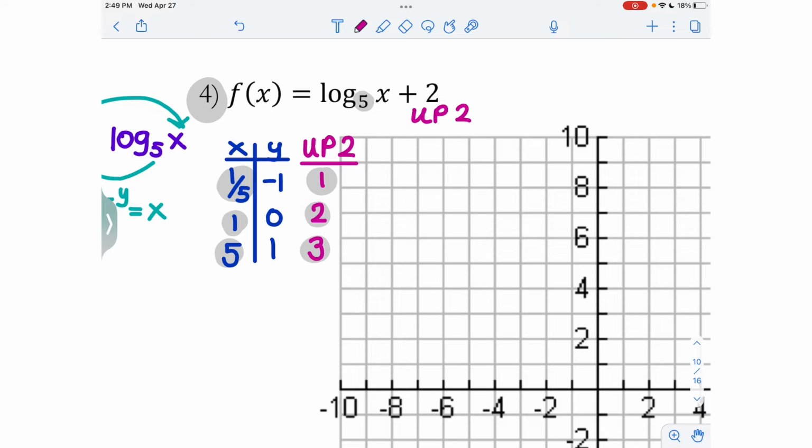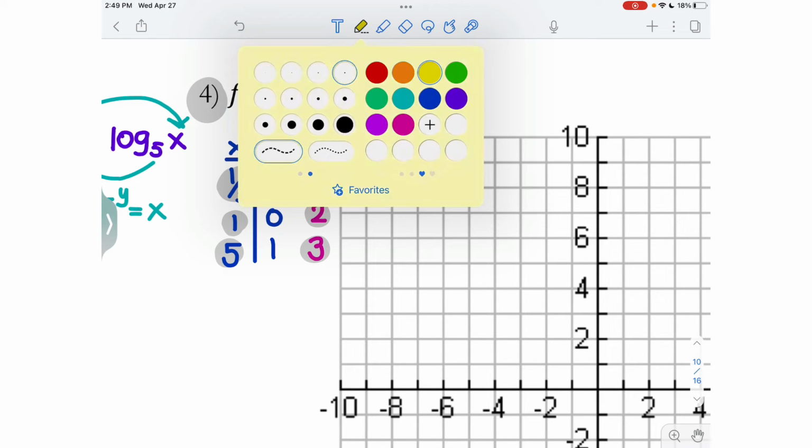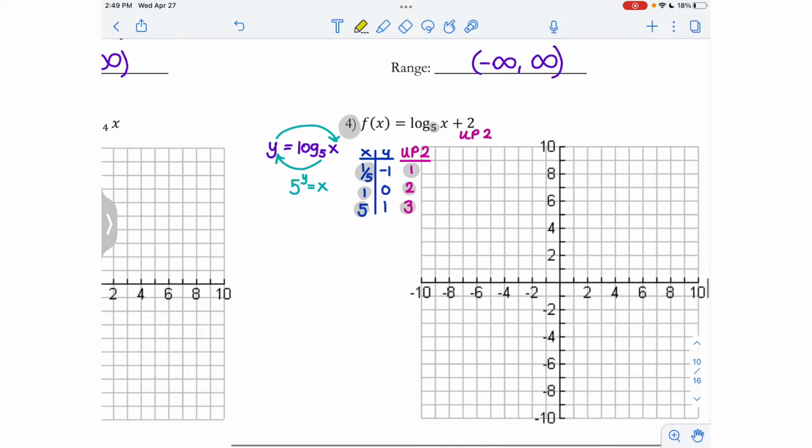Now, all log functions have vertical asymptotes, and those vertical asymptotes default at 0. The asymptote does move with the function. So if it defaults at 0 and the function moves up, the vertical asymptote moves up, but it doesn't actually go anywhere because it's already vertical.